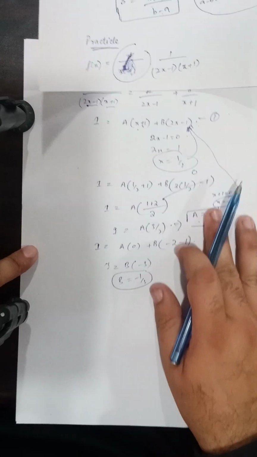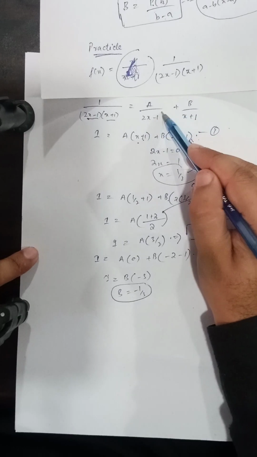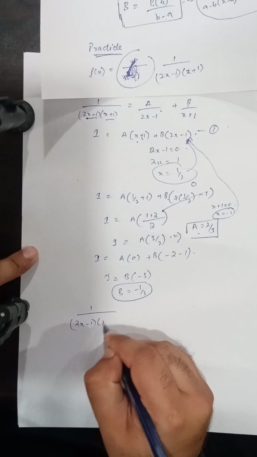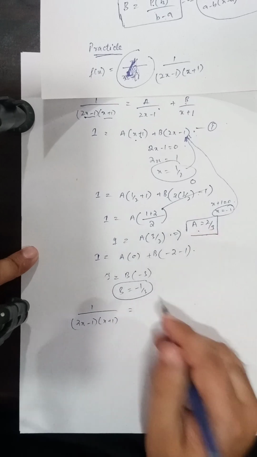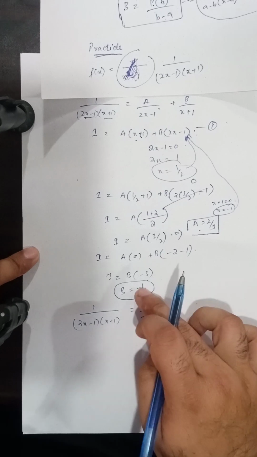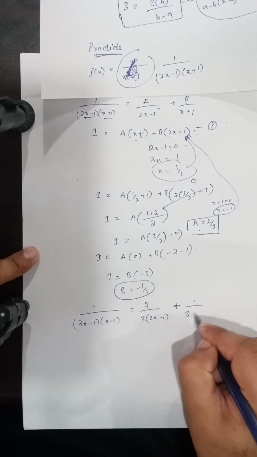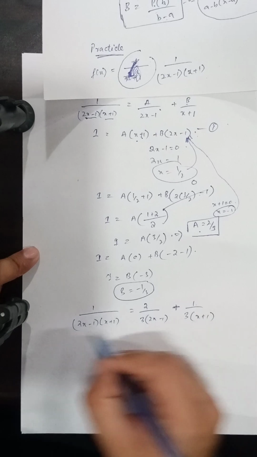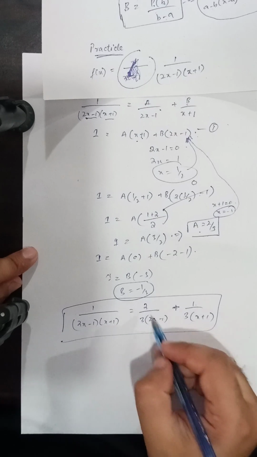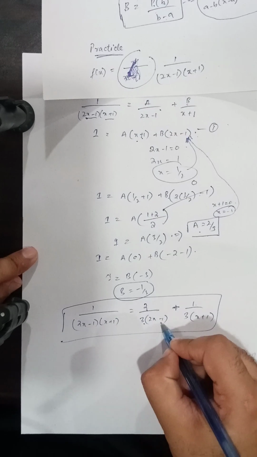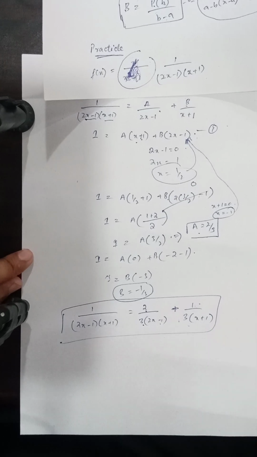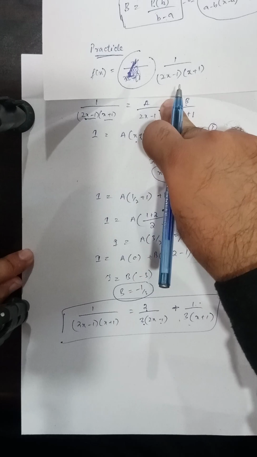Now put the value of a and b in this equation. So 1 over 2x minus 1 into x plus 1 is equal to a, which is 2 by 3 into 2x minus 1, plus b, which is minus 1 over 3, into x plus 1. So 1 over 2x minus 1 into x plus 1 is equal to 2 divided by 3 into 2x minus 1, minus 1 over 3 into x plus 1. This is the split fraction of this fraction.